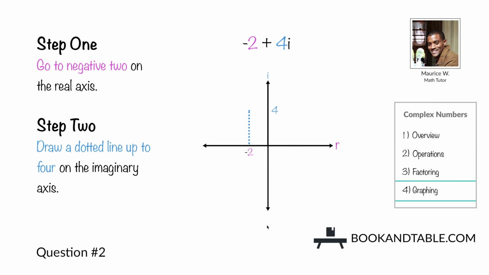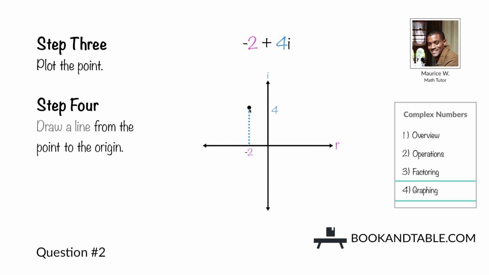Question number 2, we're asked to find the argument of -2 plus 4i. Step 1, go to -2 on the real axis. Step 2, draw a dotted line up to 4 on the imaginary axis. Step 3, plot the point. And then the fourth step, draw a line from the point to the origin, creating a right triangle. Our alpha angle is here, which means we have a right triangle with an adjacent side to the alpha angle that has a length of 2 and an opposite side equal to 4. So here is our alpha, which means our theta, or argument, is here.